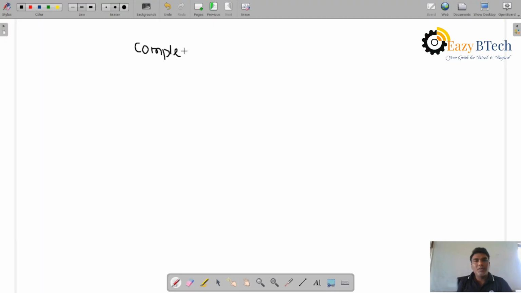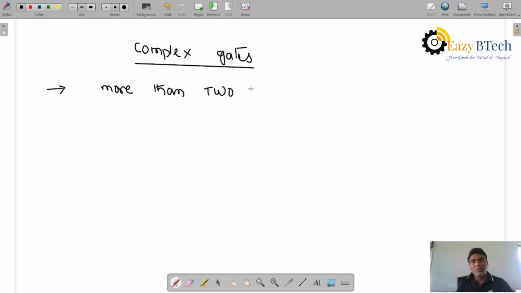Complex gates are gates with more than two inputs. Logic gates with more than two inputs are called complex gates.